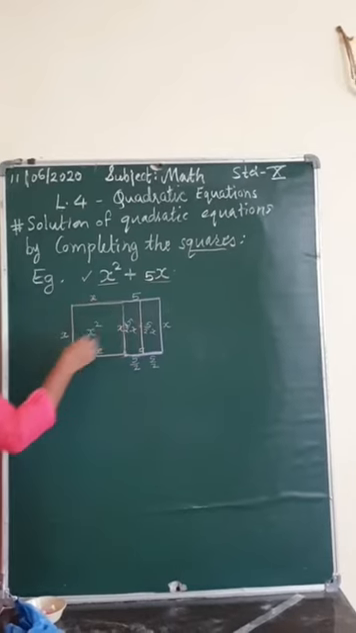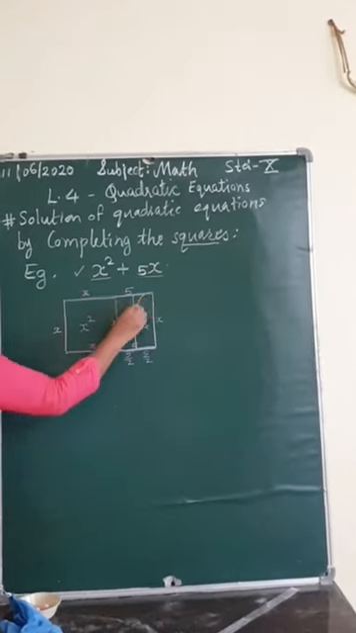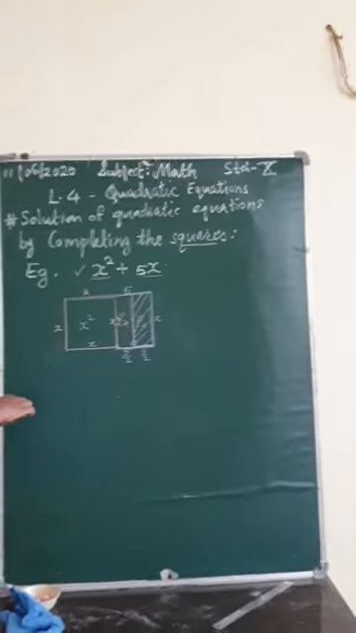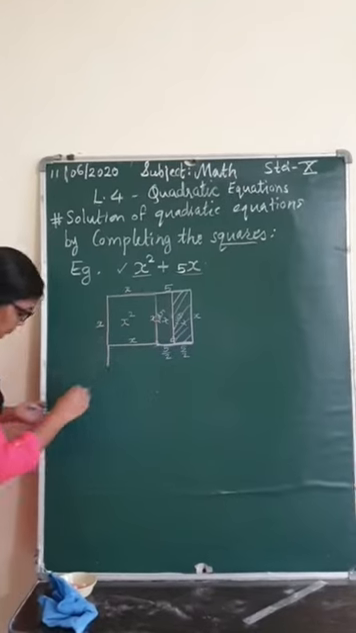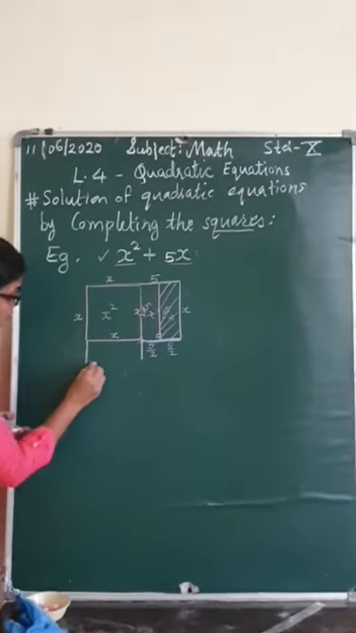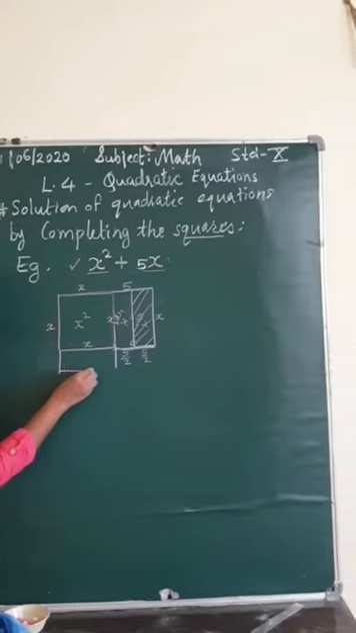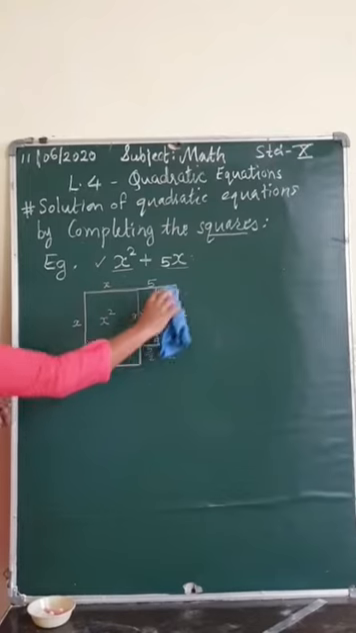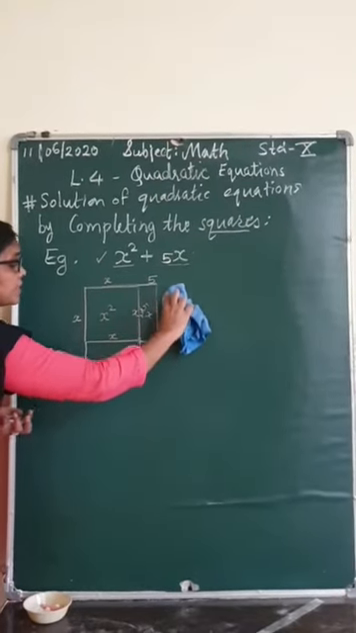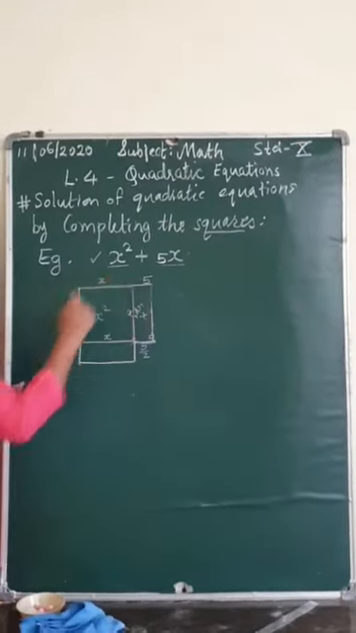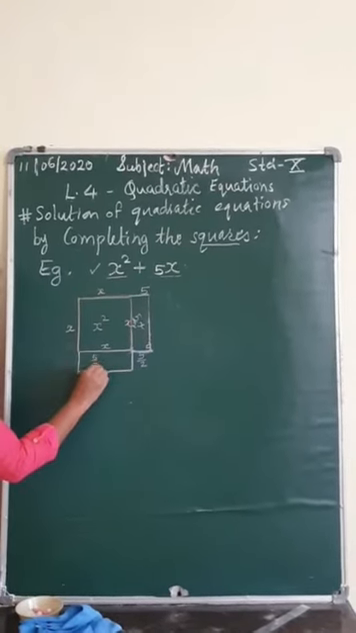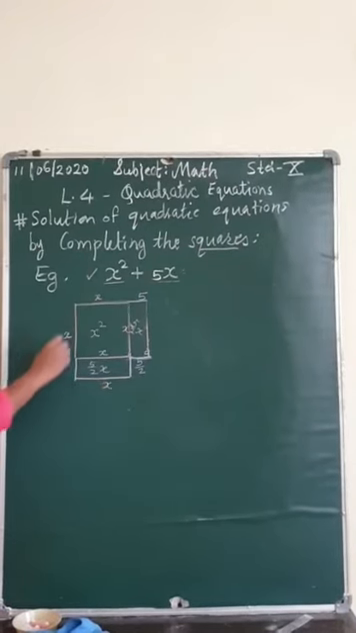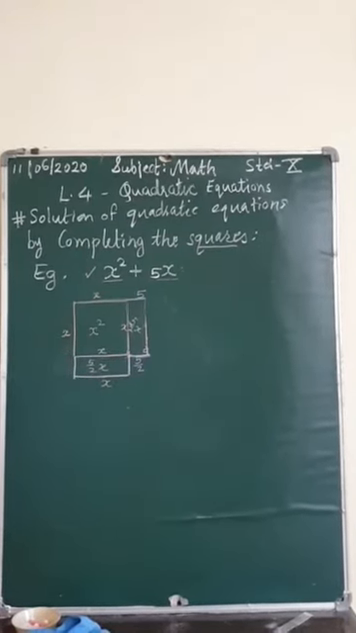Now if you remove this rectangle and join it here, we still get the same representation, or the same polynomial. Here it is 5 upon 2 x, and here we have x. But here our square is not completed.